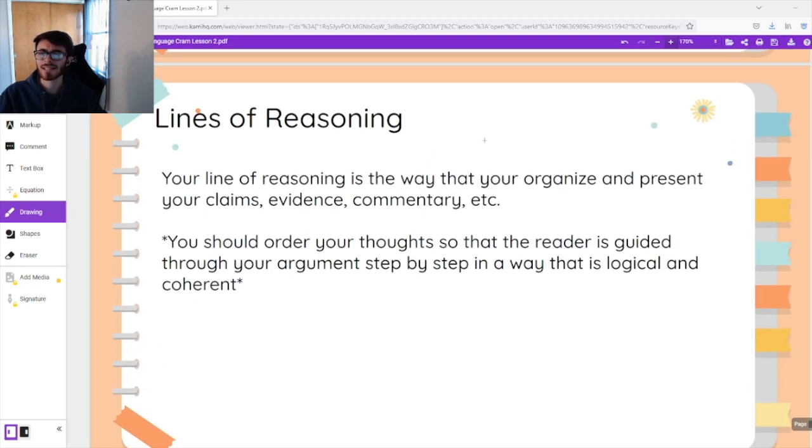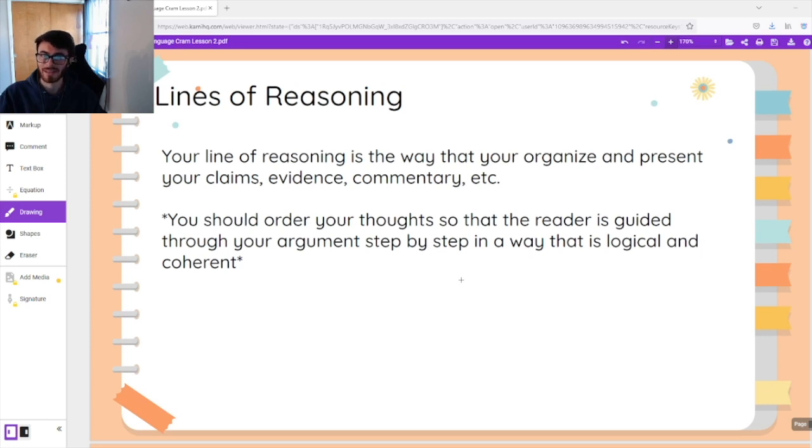Essentially, the idea is just that you want to order your thoughts in a logical way. That creates a line of reasoning for the reader, right? A pathway through your argument, through your reasoning, for the reader to go through. So your line of reasoning is essentially the way that you organize and present all of the components of your essay, your claims, your evidence, your commentary, etc. You should order your thoughts so that the reader is guided through your argument step by step in a way that is logical and coherent.